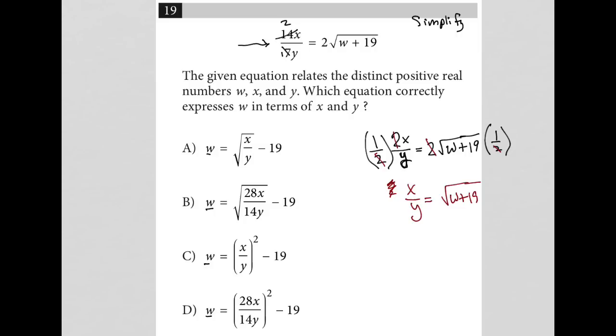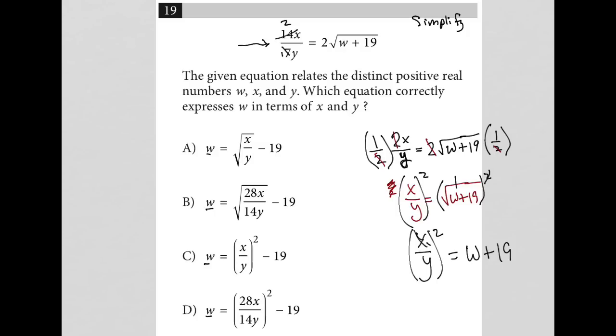Next, in order to get w isolated, I need to square both sides here to get rid of the radical. So I'd be left with x over y squared is equal to w plus 19, right? The square and the radical cross out.